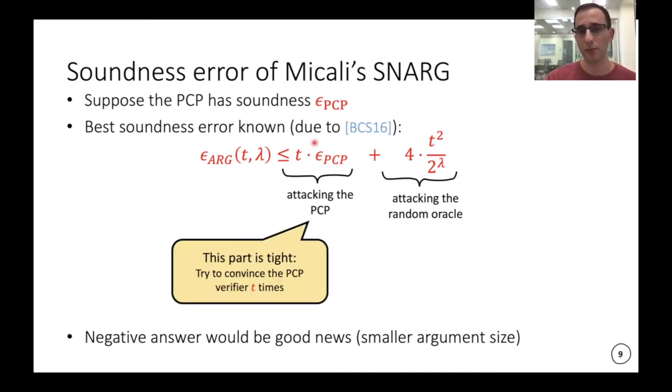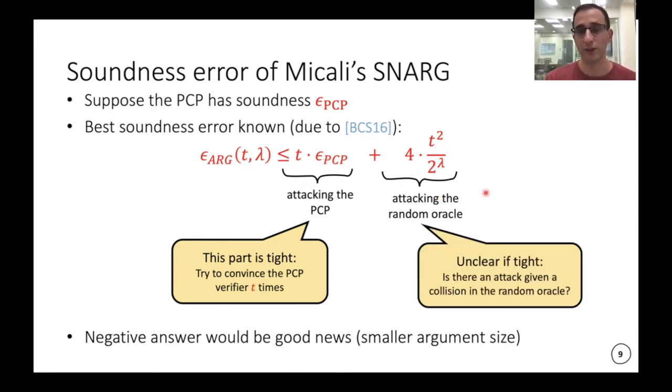This first part, I already hinted, is actually tight. The cheating prover can try to convince the PCP verifier roughly T times, and each time he might succeed with an error of epsilon PCP. So we have a matching attack for this expression. For the other expression, the answer is unclear. This tells us that, for example, the cheating prover is not going to find any collision. But what about vice versa? Can you attack the scheme if you are given a single collision?